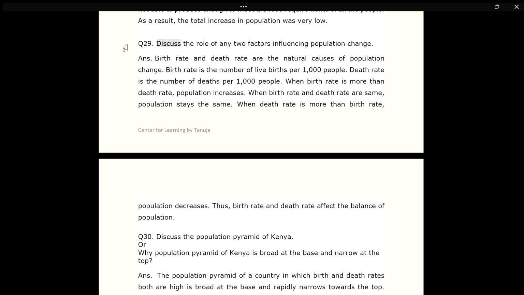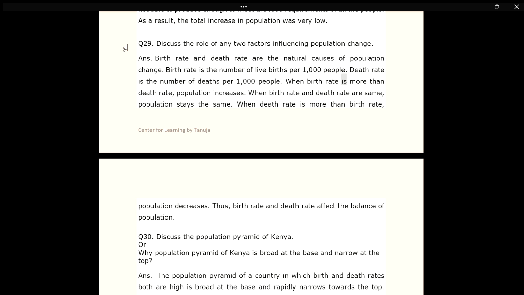Q29. Discuss the role of any two factors influencing population change. Ans. Birth rate and death rate are the natural causes of population change. Birth rate is the number of live births per 1,000 people. Death rate is the number of deaths per 1,000 people.